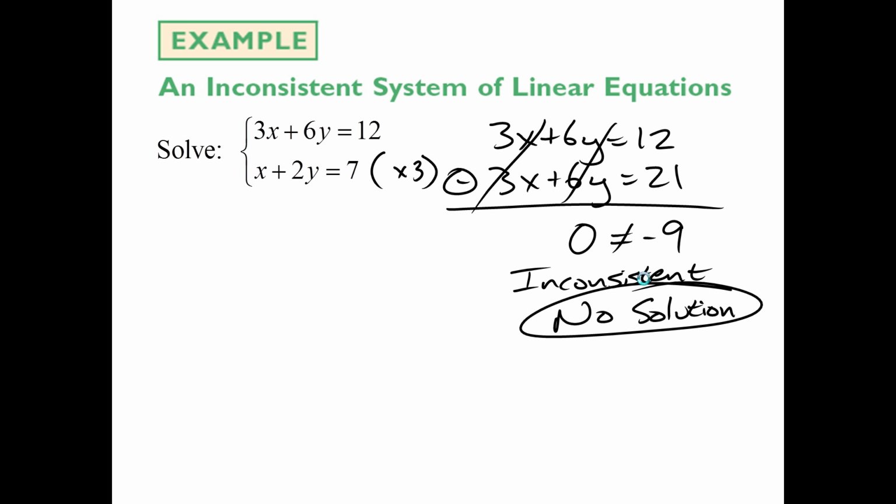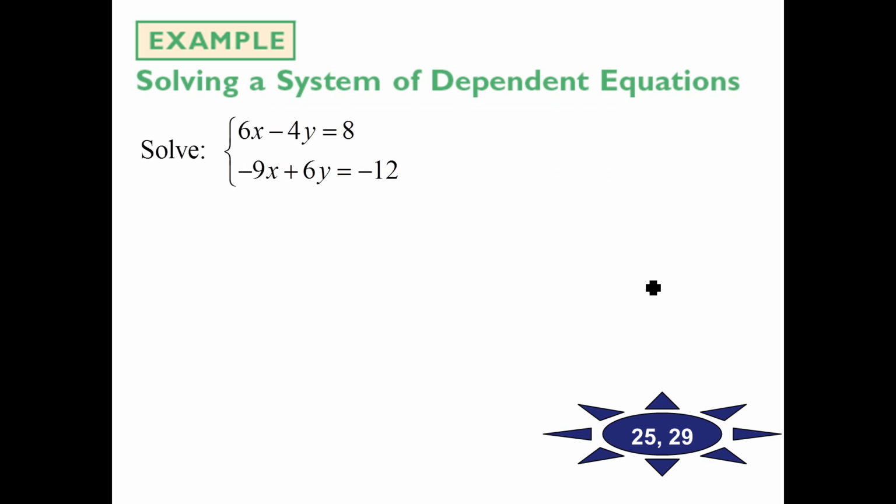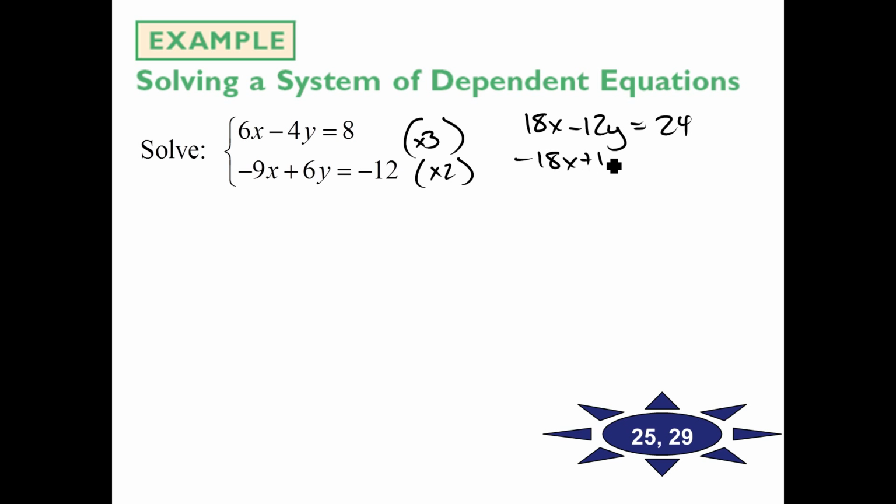Alright. Now what happens though if we have two lines lying on top of each other? So in this equation here, I'm going to multiply the top equation times, let's go with 3, and the bottom equation times 2. So we'll have 18x minus 12y equals 24, and we'll have negative 18x plus 12y equal to negative 24. And let's go ahead and add straight down this time. Those will cancel. Those will cancel. Those will cancel. We've got 0 equals 0.